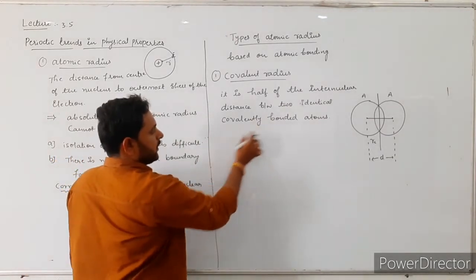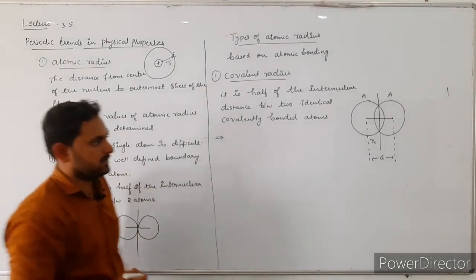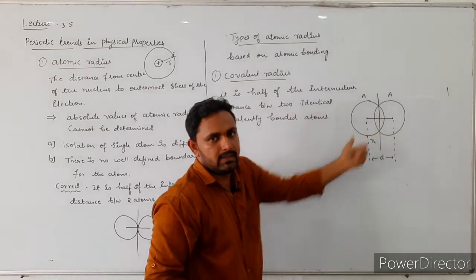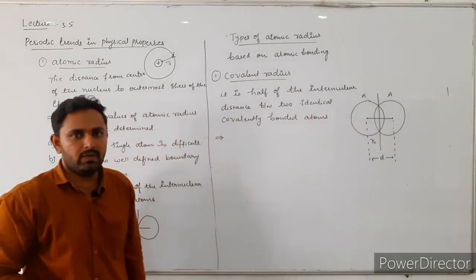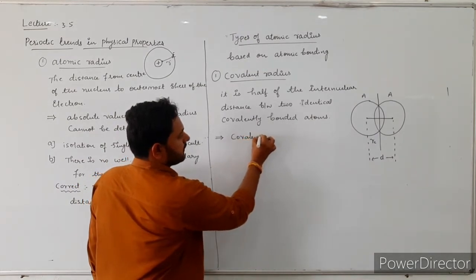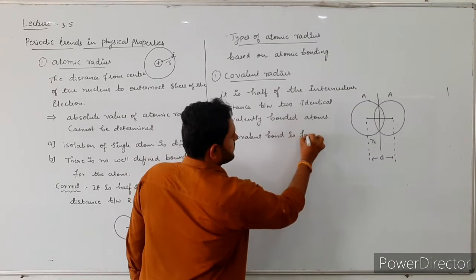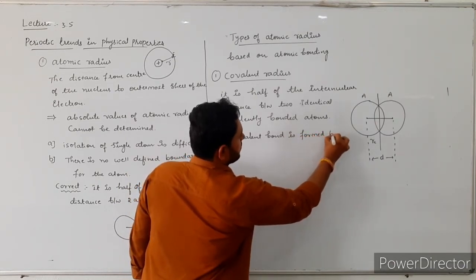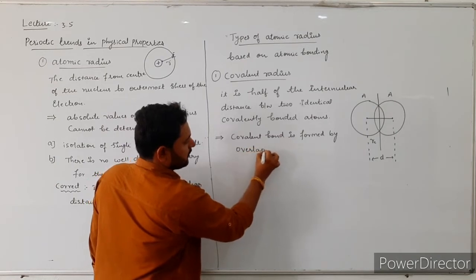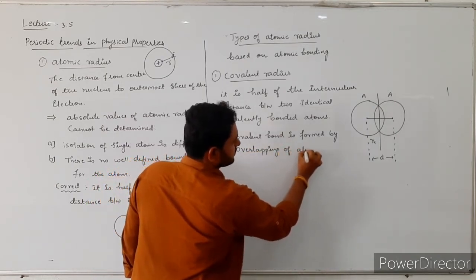What is a covalent bond? A covalent bond is formed by overlapping of atoms. See here, these two atoms are overlapped together. This overlapping is called a covalent bond. A covalent bond is formed by overlapping of atomic orbitals.